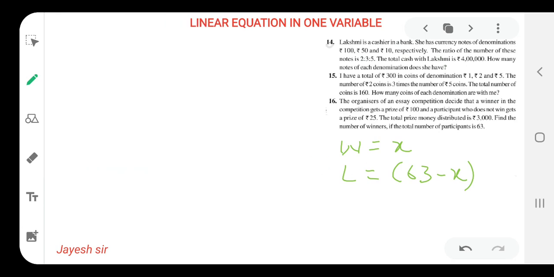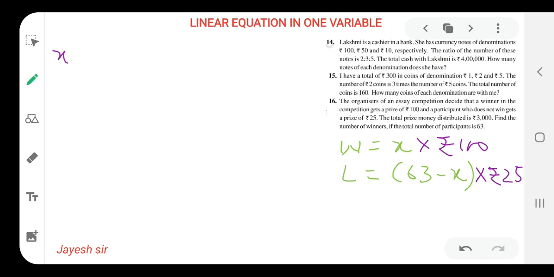The first part of the sum we have done. Now let's begin with the second part. A winner gets 100 rupees. There are x winners, so they will get rupees 100 each. And the losers will get rupees 25 each. So that should be multiplied with 25, as in denomination sums, we multiply with the amount so that the value comes onto a single platform. Their total prize money was 3,000. So now we have come in terms of prize money. Let's form the equation so that we can solve it further.